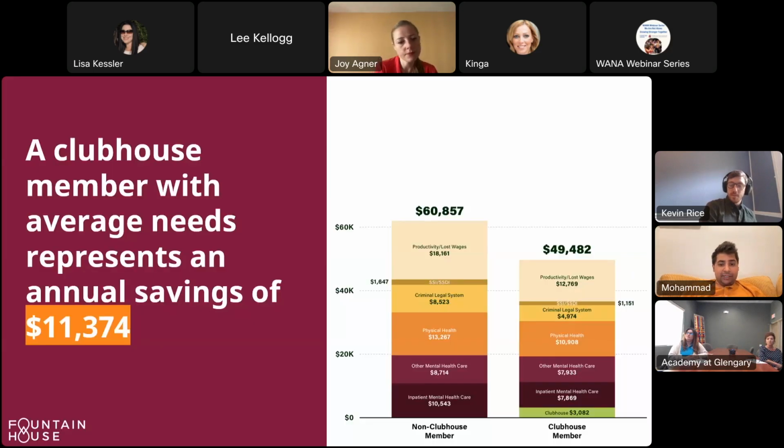Specifically, if we took a look at a non-Clubhouse person, assuming constant conditions of baseline participation relative to a Clubhouse participant, we can see that a non-Clubhouse participant would have an aggregate cost of just under $61,000 a year. And these costs are comprised in the stacked bar chart as shown of loss of productivity, physical healthcare costs, etc. When compared to a participant who is a member of a clubhouse for a similar period of time, that results in almost $11,000 in savings in this computation.